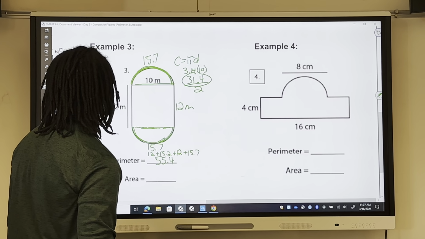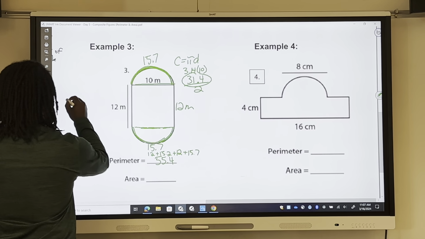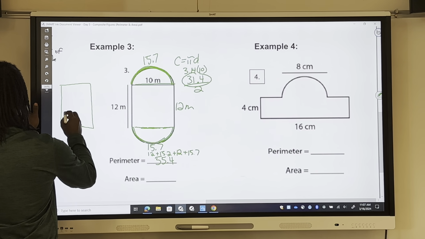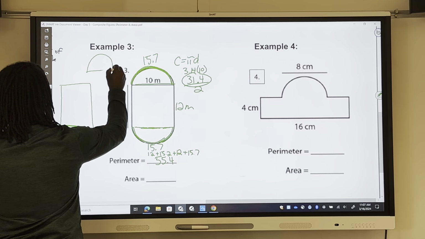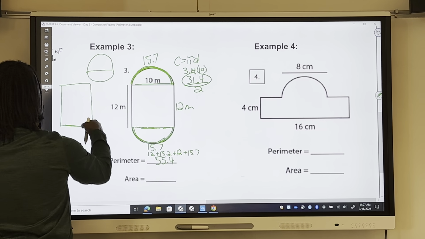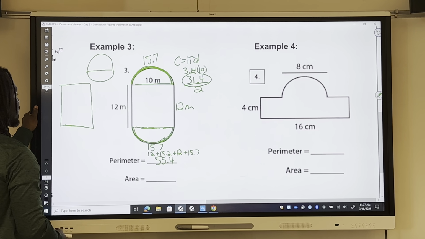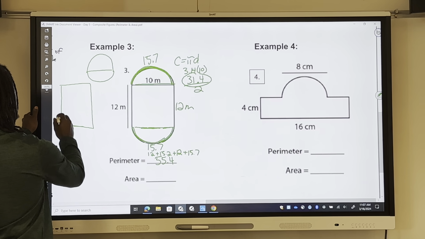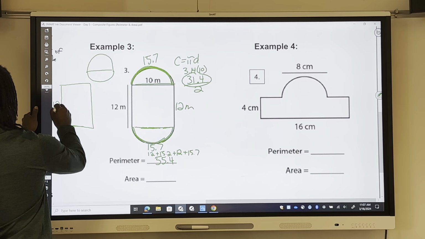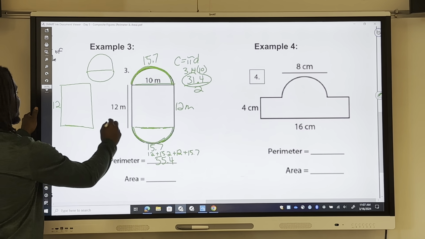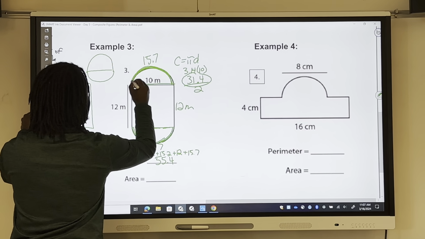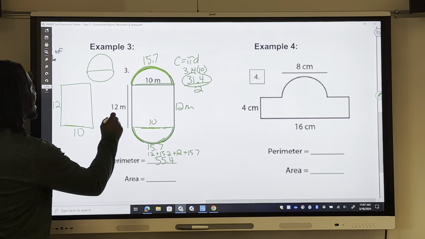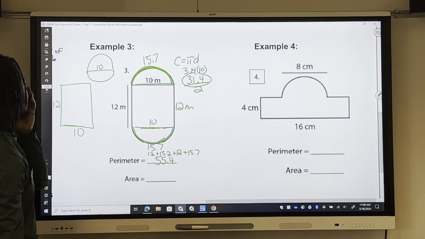Now, for the area, okay, I got to break it down. What are the shapes I have? Well, I have this rectangle, okay, and I have half a circle up here, but I also have the other half of the circle down there. So I have the whole circle, okay? So I have a circle and a rectangle, okay? Now, for my rectangle, I have the width is 12, and then the length is 10, okay? Because this is 10, this is also 10, all right? For the circle, my diameter is 10, all right?